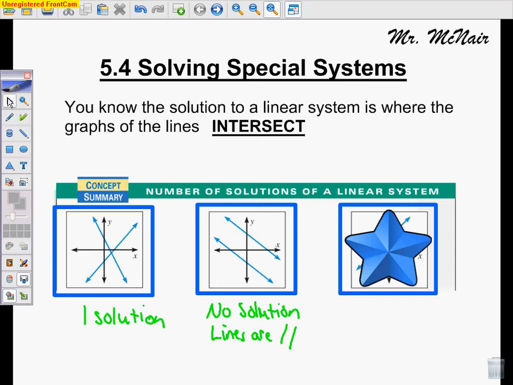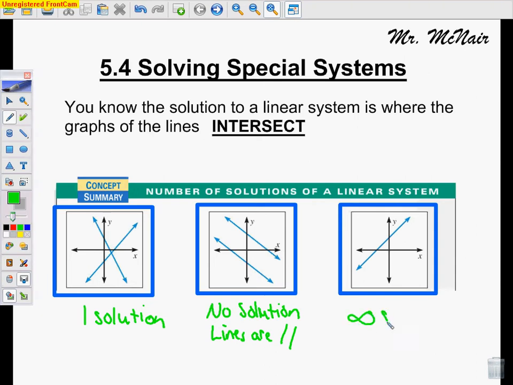The other way that they can interact is this. Now, you might say, well, Mr. McNair, there's only one line there. And it really does appear that way. But what if I told you that was two lines, one directly on top of the other? When would those two lines intersect? Everywhere. So this has infinite solutions because they touch at every point on the line. So there are infinite solutions, and those lines are called coinciding lines.